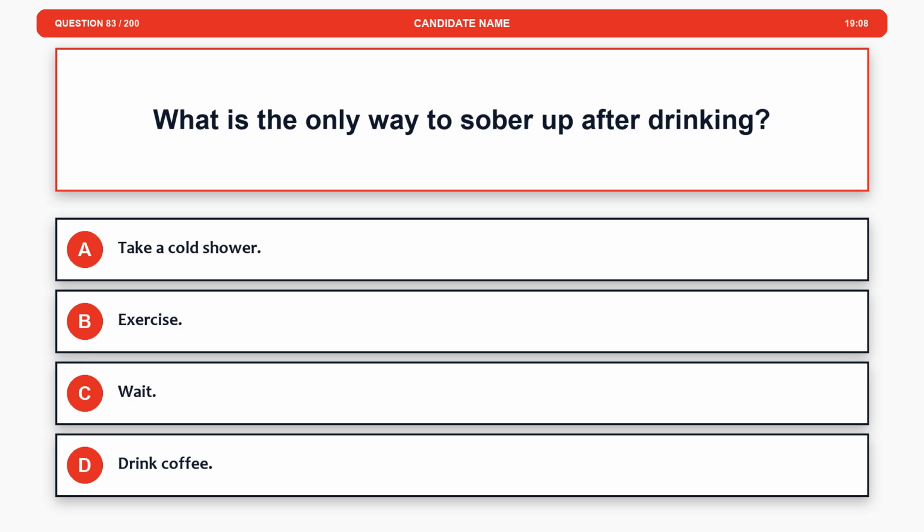Question 83. What is the only way to sober up after drinking? Option A, take a cold shower. Option B, exercise. Option C, wait. Option D, drink coffee.